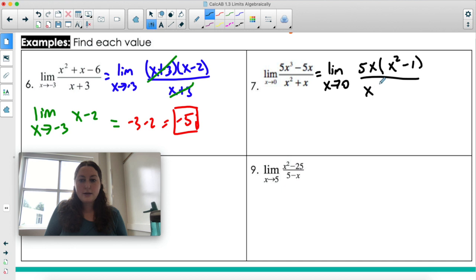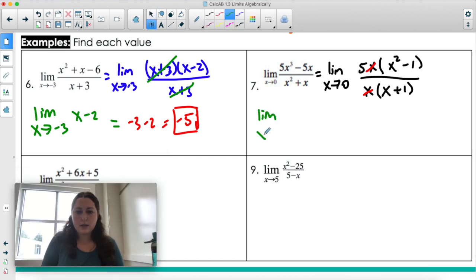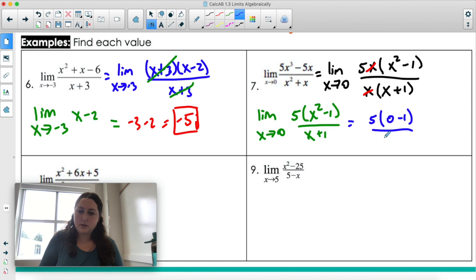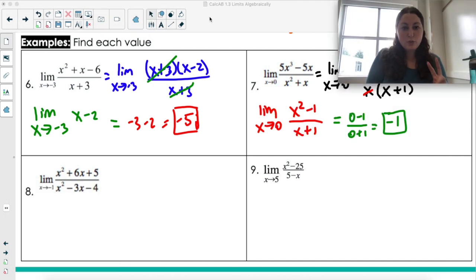I can factor out an x from the denominator, so that's x times x plus 1. Now I see that there is an x in both of them, so I can cancel out that x. Now I have the limit as x approaches 0 of 5 times x squared minus 1 over x plus 1, because the x is canceled. Now I can plug in 0 and get 0 minus 1 over 0 plus 1, which is just -5 over 1, or -5. Okay, I'll do 2 more examples, and then you're going to try some yourself.